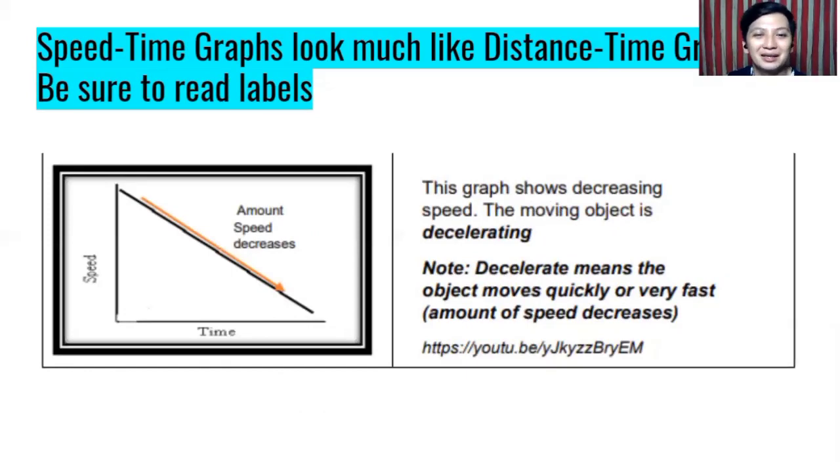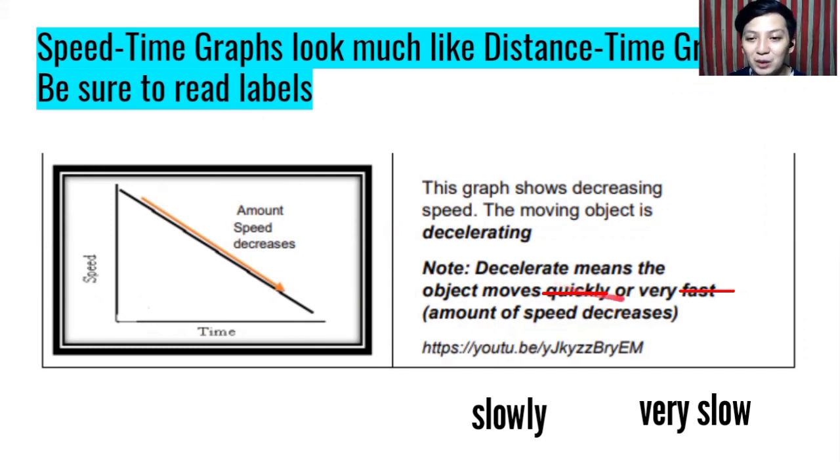So this part, when you see this type of speed-time graph or velocity-time graph, this graph shows decreasing speed. The moving object is decelerating. When we are talking about decelerating, this means that the object moves very slow, not very quickly. Okay, so decelerate means the object moves slowly or very slow. The amount of speed decreases. Hindi yan quickly, hindi yan very fast. Hindi. Slow or very slow.